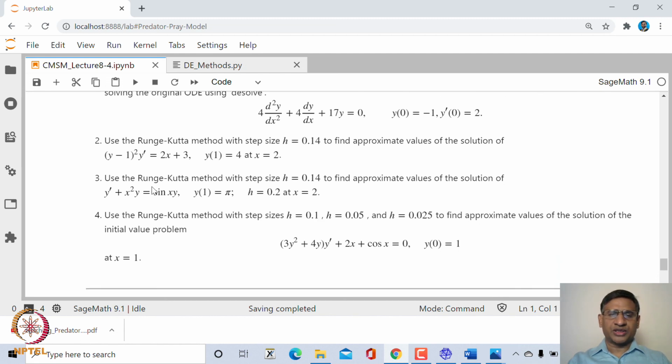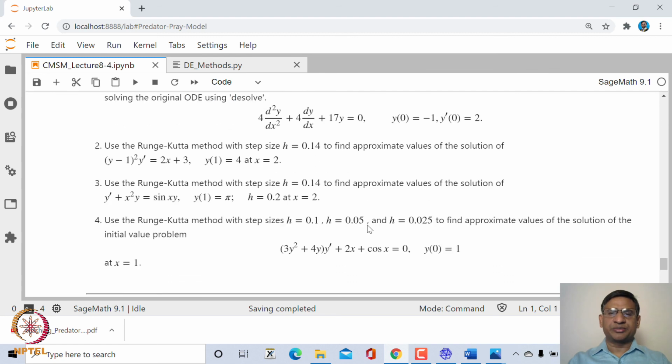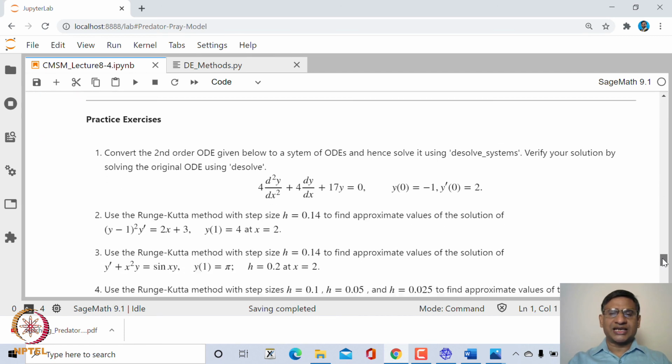Next one is again to solve this using the RK4 method with this step size. Here the function is slightly different, and the next one is again to solve using the RK4 method. These are pretty simple exercises once we have developed this user defined function. Of course, in all these you should solve using the inbuilt function and also compare it with your user defined function.